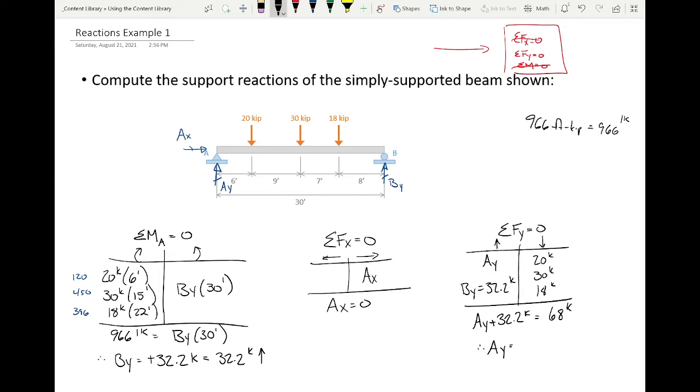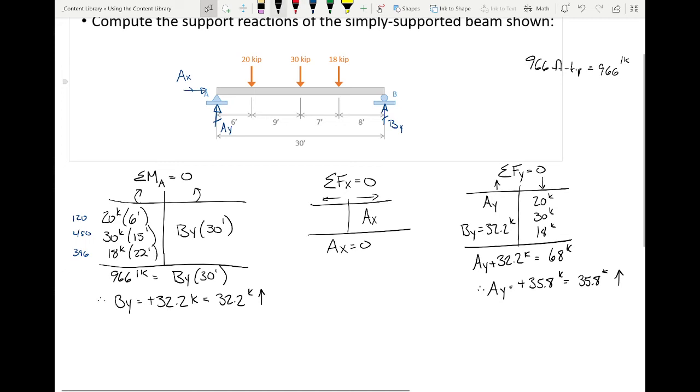Ay again comes out positive, and 68 minus 32.2 is 35.8. Do I have a second on that? There we go, 35.8. And because I got a positive answer, that means that is going upwards. So I guess we've used all three of our expressions.